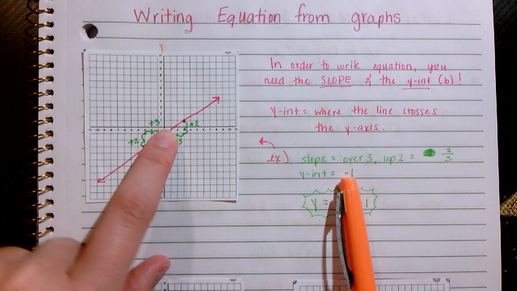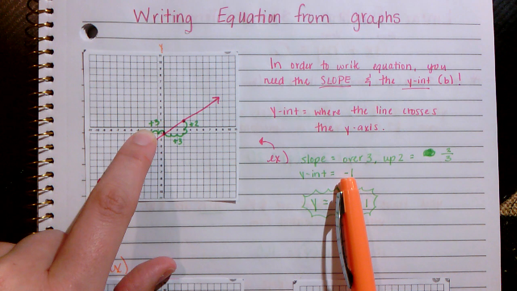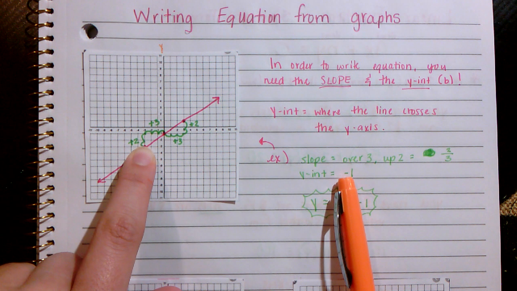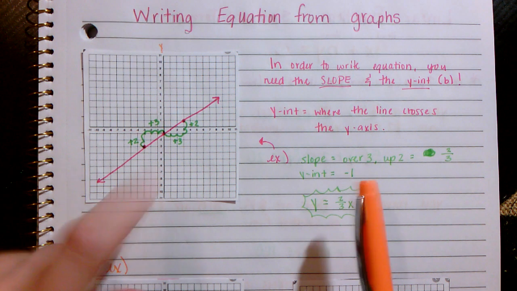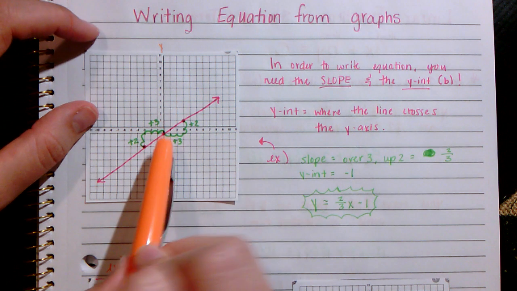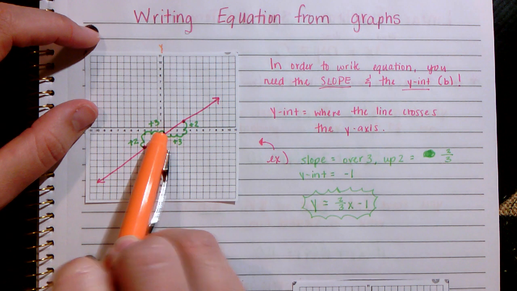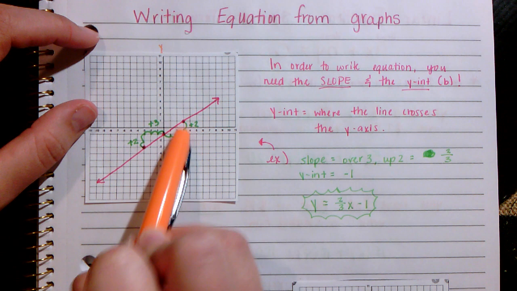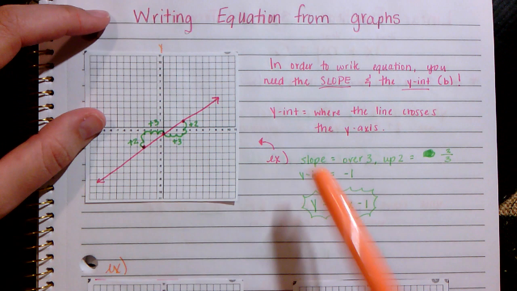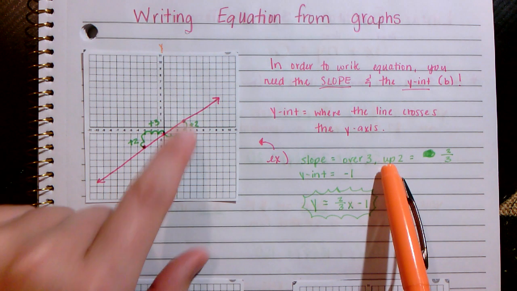If I had started from this point, I would go -3, -2. But we know 2 negatives still make a positive, so it's fine. It doesn't matter. We know that we're moving either right or left 3 and up or down 2, right? So my slope is over 3, up 2.